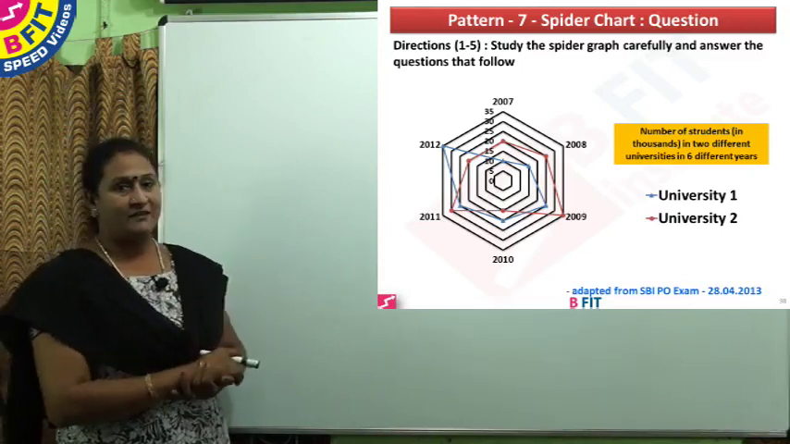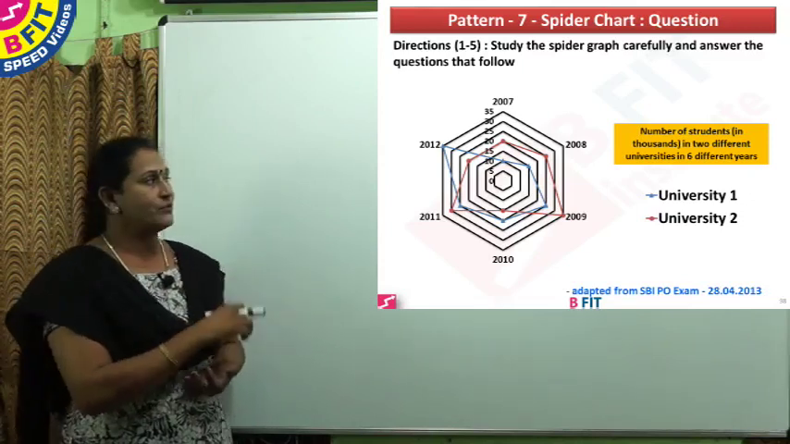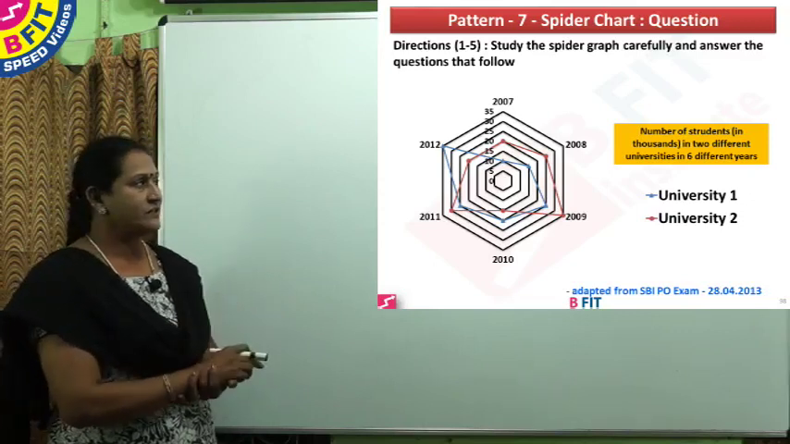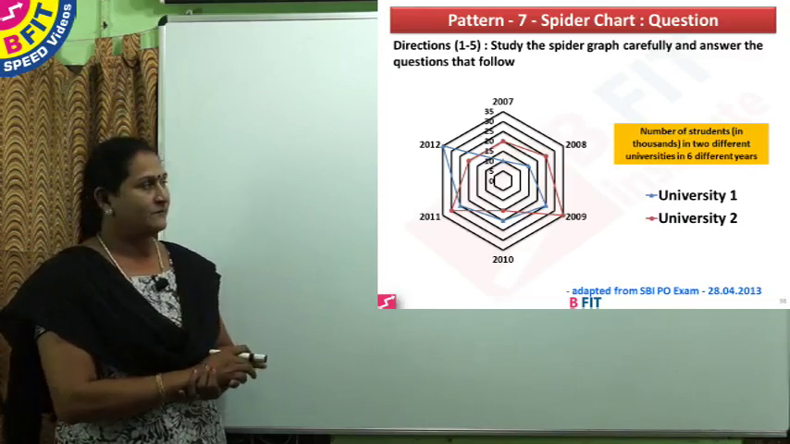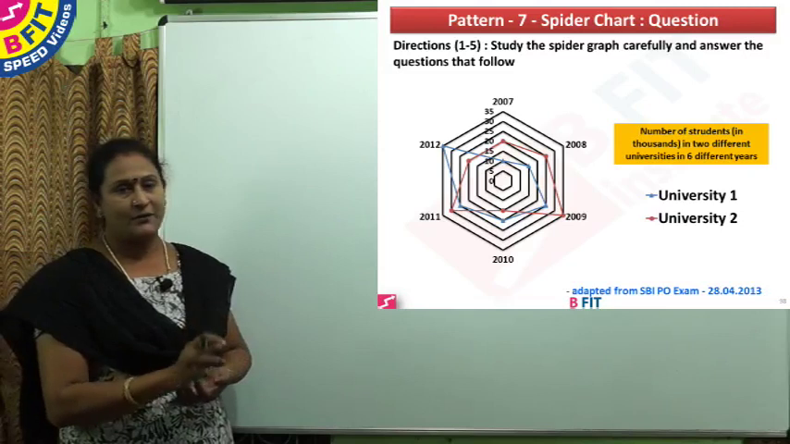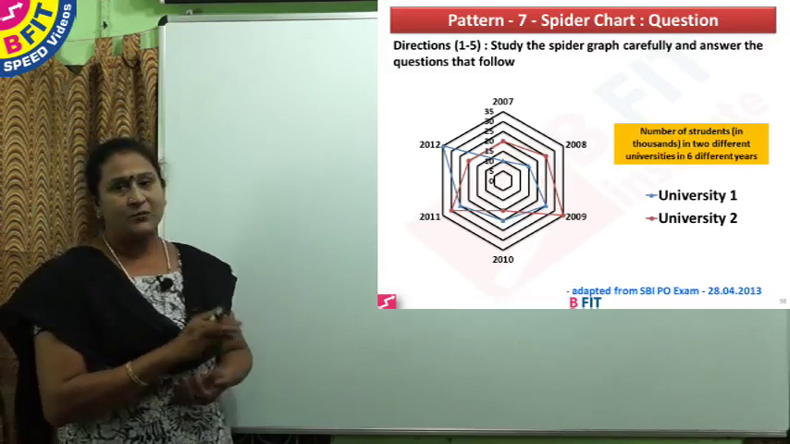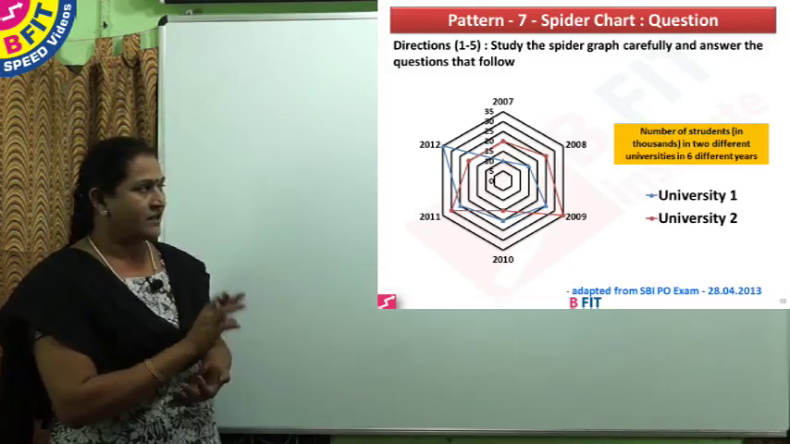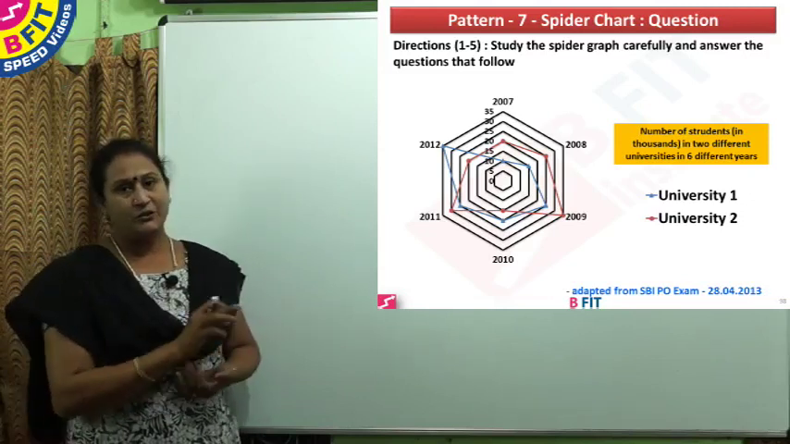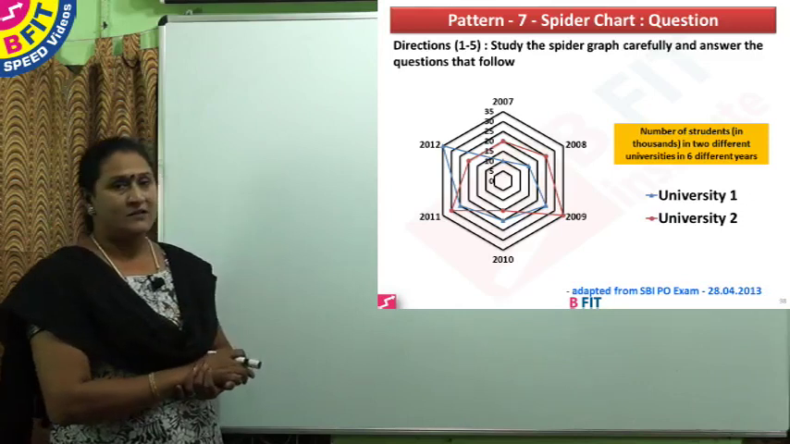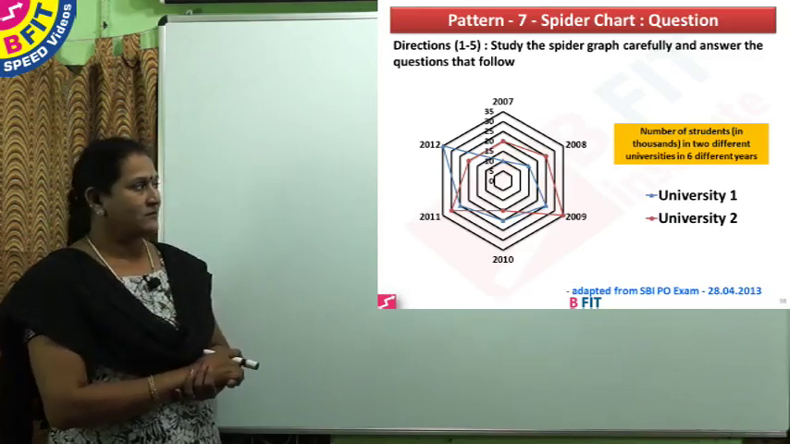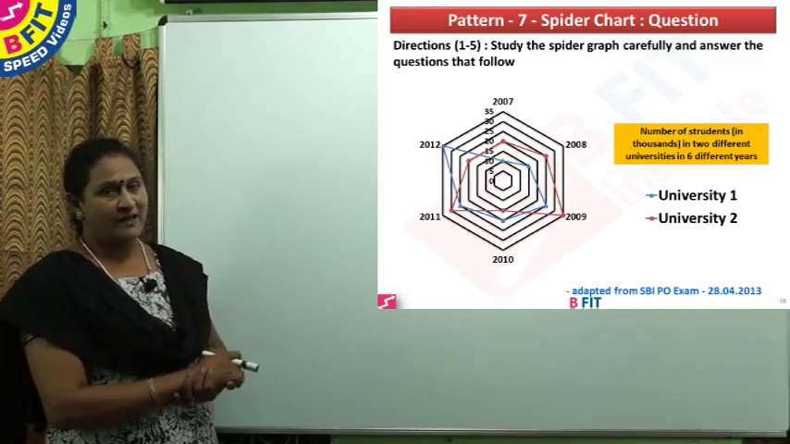Here we have the chart where the number of students is given in thousands for 2 different universities for 6 different years, from 2007 to 2012. University 1 and 2 are differentiated: for University 1, the blue line, and University 2, the red line. The data of the number of students is given in this chart. First we will understand the spider chart.